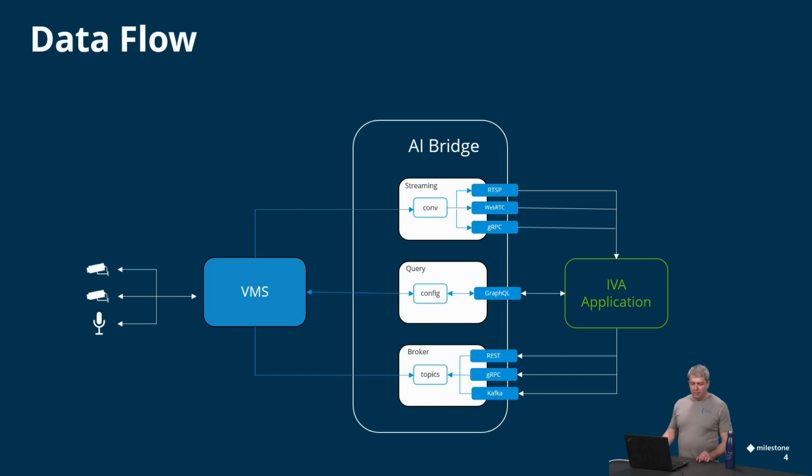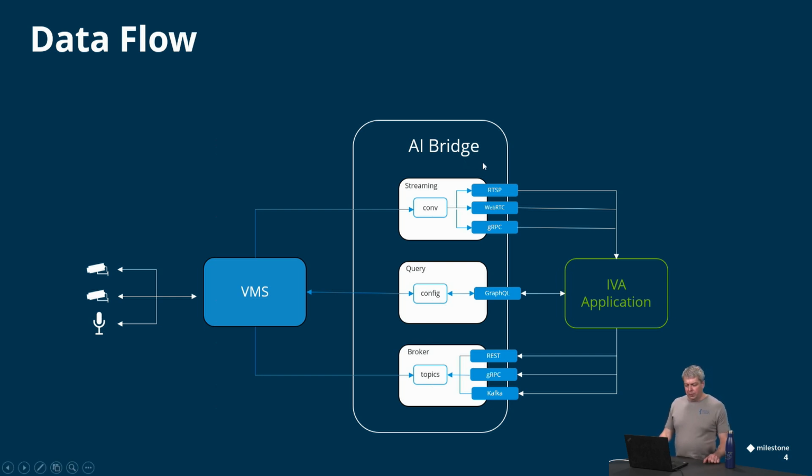So the data flow and the architecture of this is that we have the X-Protect VMS, and we have the devices in the VMS, which are communicating with AI Bridge, as AI Bridge has an implementation so it can get data from the VMS. The AI Bridge is then the white area here, where we have streaming, we have query, and we have a broker. The broker is used to send data back to X-Protect.